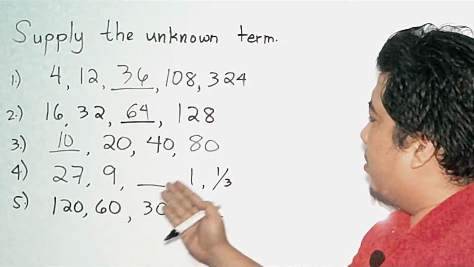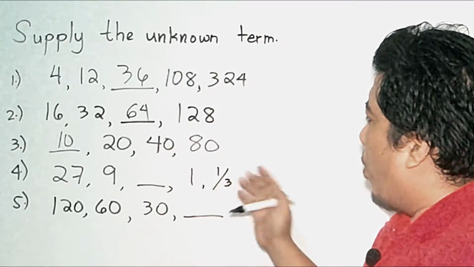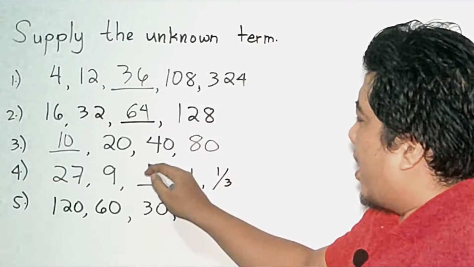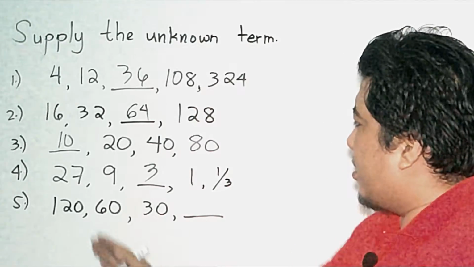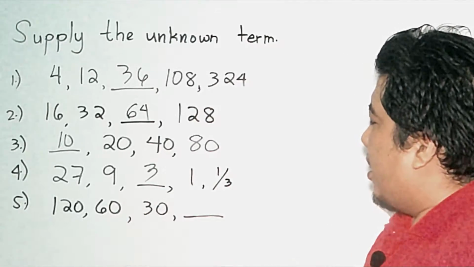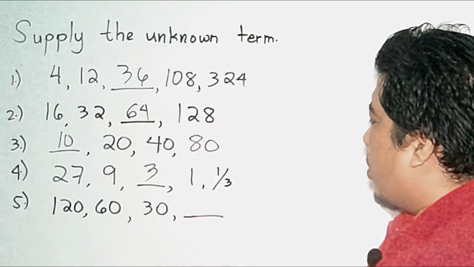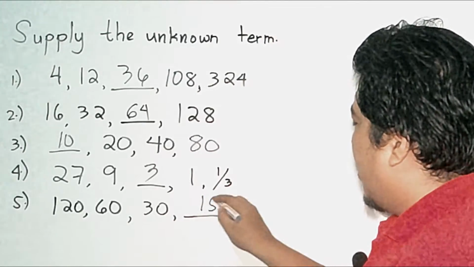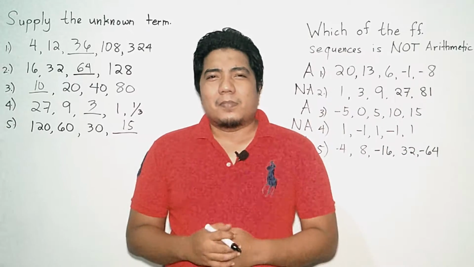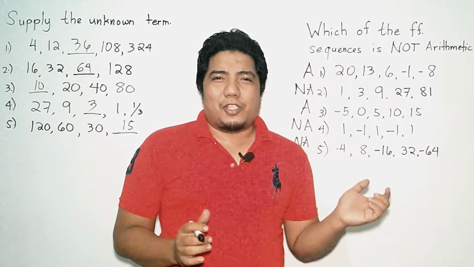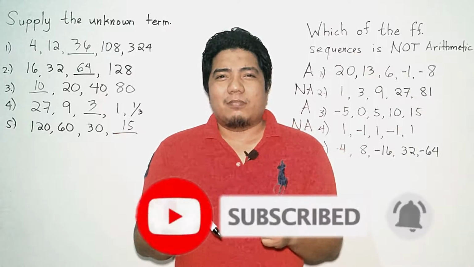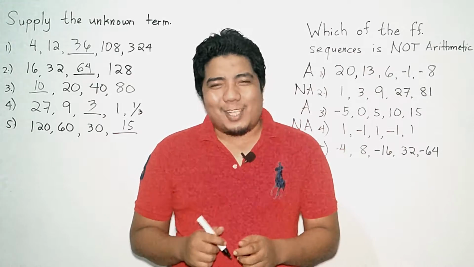27, 9, blank, 1. I think it would be 3. And finally, we have 120, 60, 30, and the last one would be 15. Question: how did I get all of these answers? You want to find out? Stick around. I'll show you how.